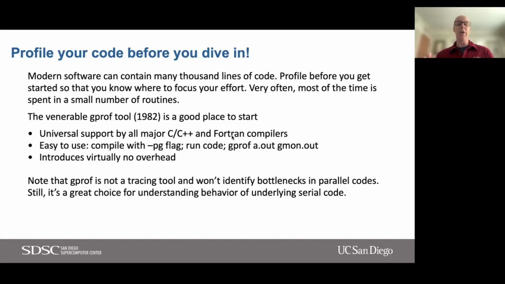Now, I should point out that gprof is not a tracing tool. It's not going to identify bottlenecks in parallel codes, but it's still a great choice for understanding the behavior of the underlying serial code. And I should point out, in that second bullet where I have gprof a.out gmon.out, if you were running an MPI application, so we're running multiple processes, you would get a gmon.out for each process.